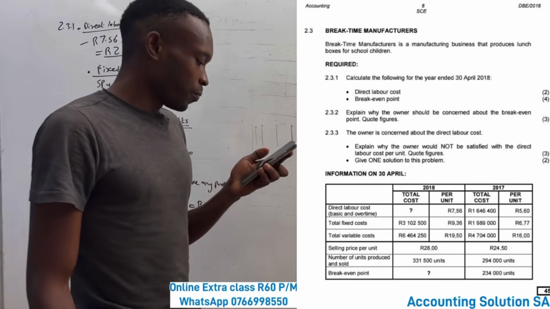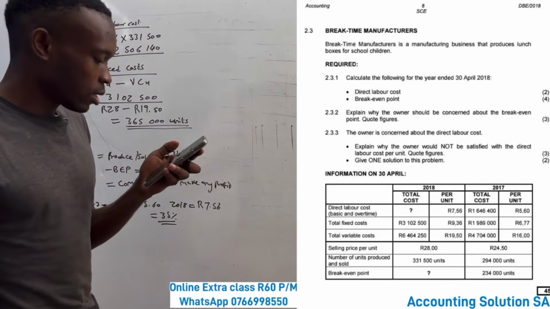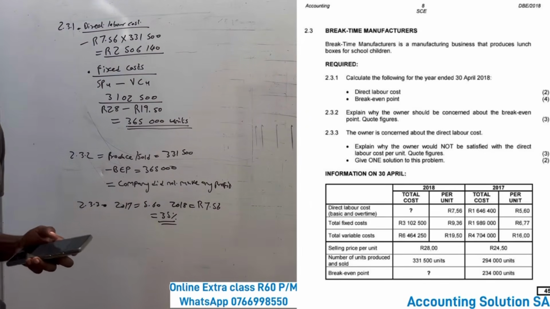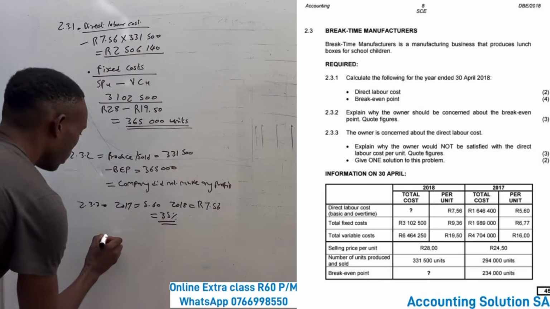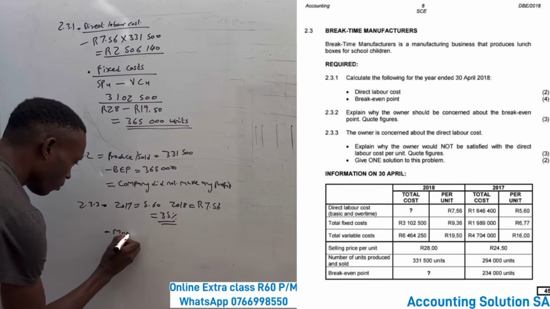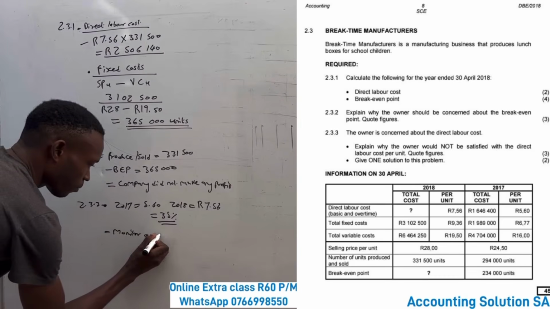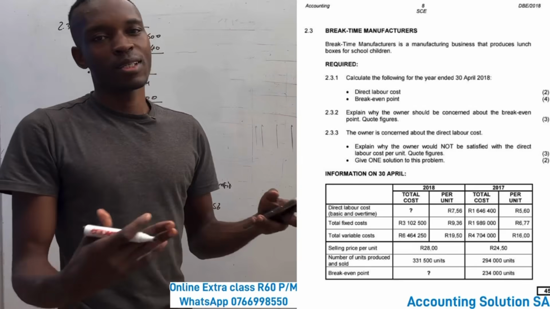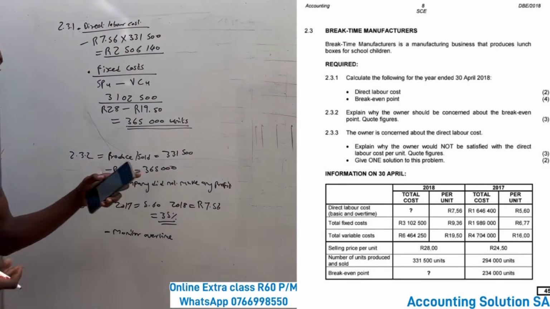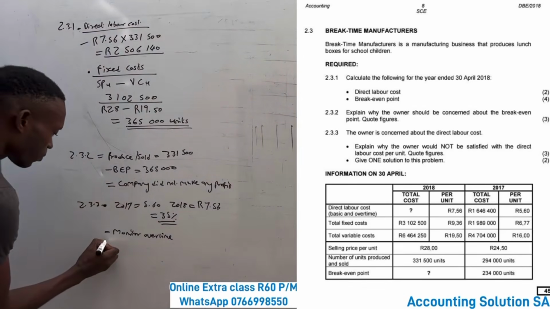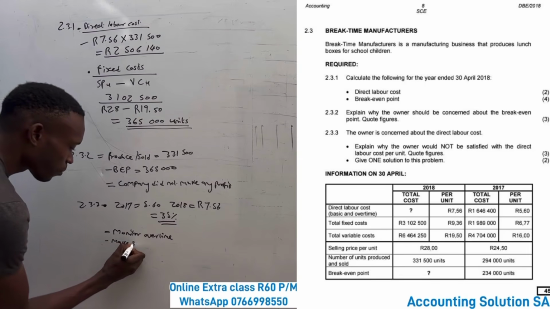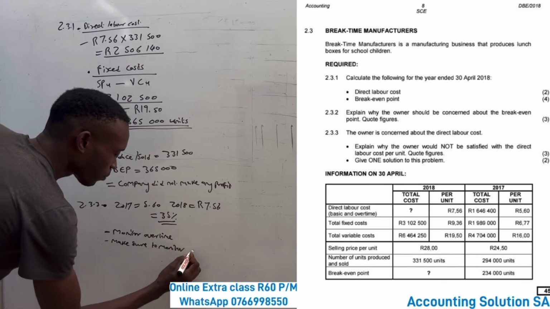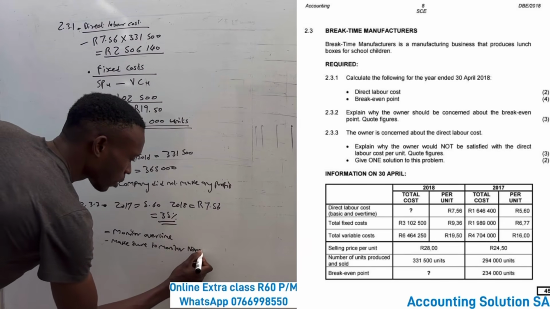Okay, so now the other question, they say give a solution to this problem. How can the owner solve this kind of problem? Number one, monitor overtime. You can find that these people are just working overtime unnecessarily, which is increasing what? The cost of direct labor. Number two, make sure to monitor normal hours.